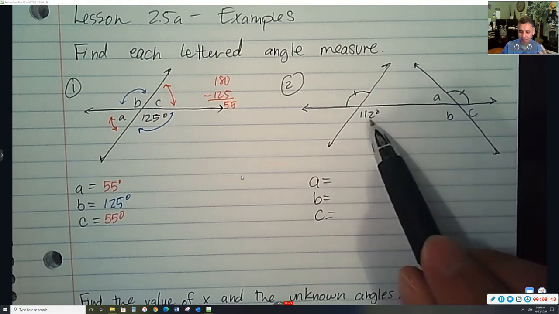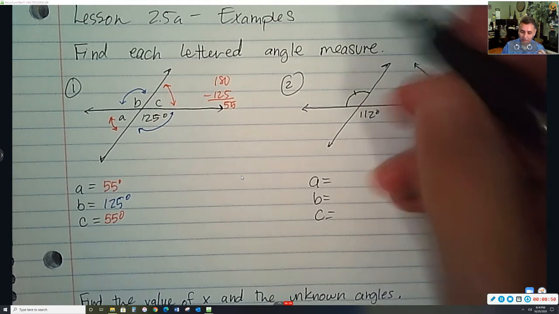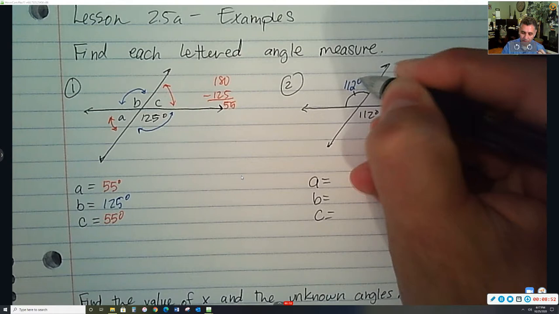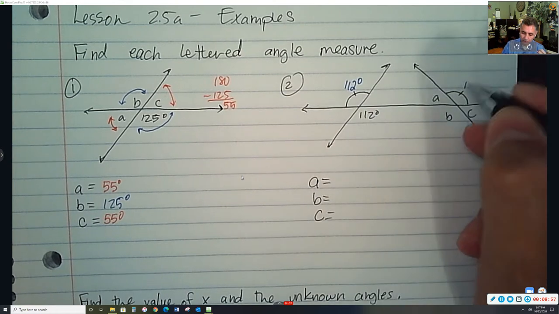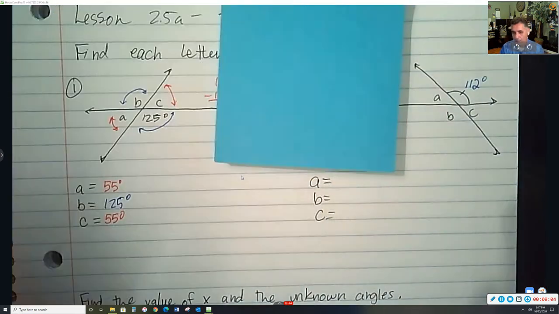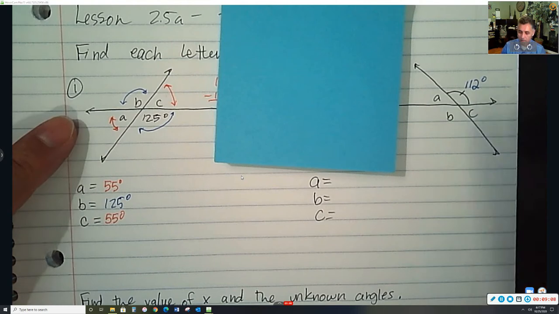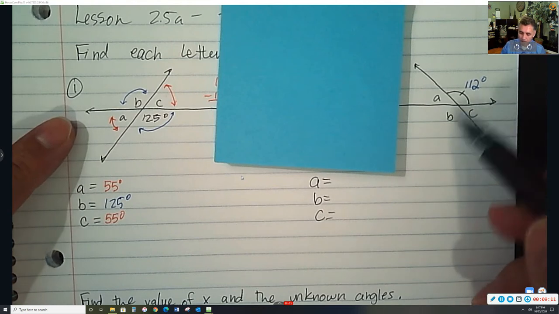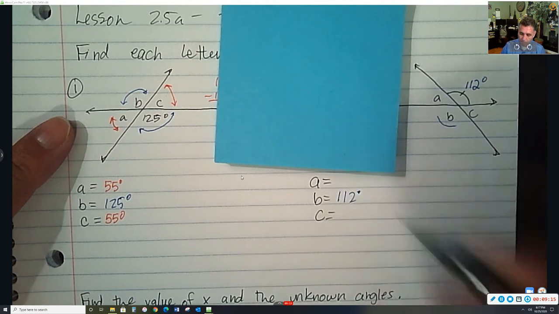Okay. So here, this is 112, and then these two angles are vertical angles. And because they're vertical angles, I know this side equals 112. And because this angle has the same mark as this angle, I know these two angles are the same. And then if you look at just this part, these two are vertical angles, so I know B is also 112, right?